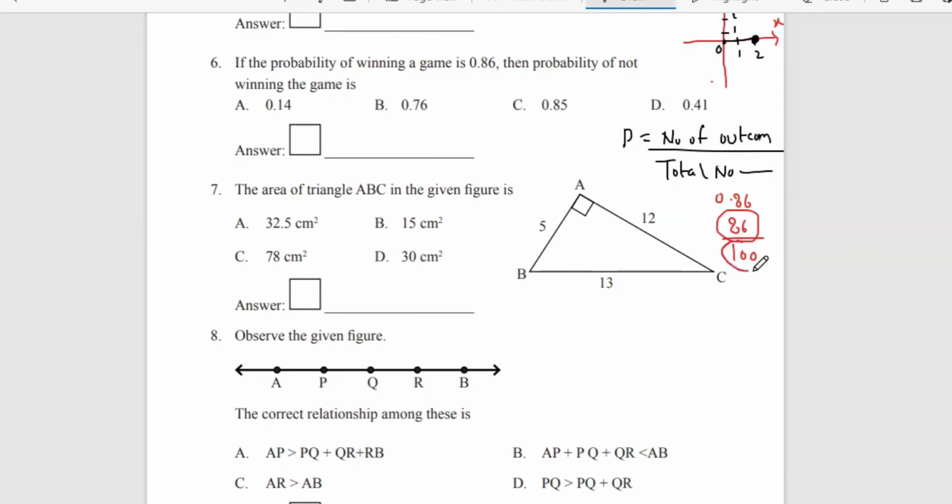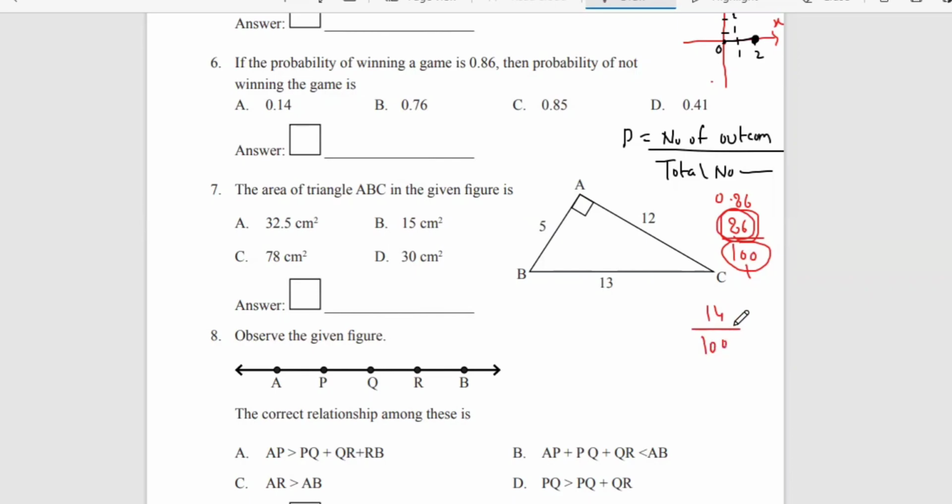Out of 100. Okay, the denominator value is the total number of outcomes. So total how many games have they played? 100 games. Out of 100, how many games have they won? 86 games. Now how many games did they not win? I hope you are very much clear. That is 14. If we want to write the probability of not winning a game, how can we write it down? 14 divided by 100.